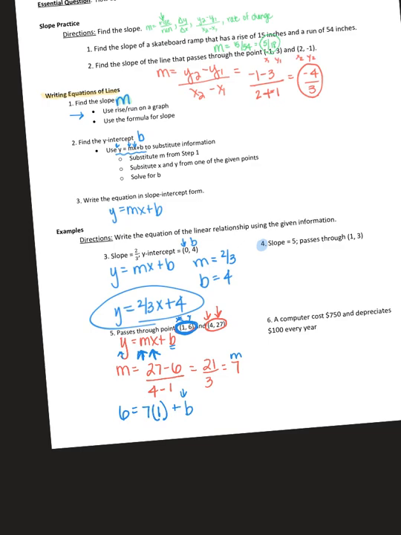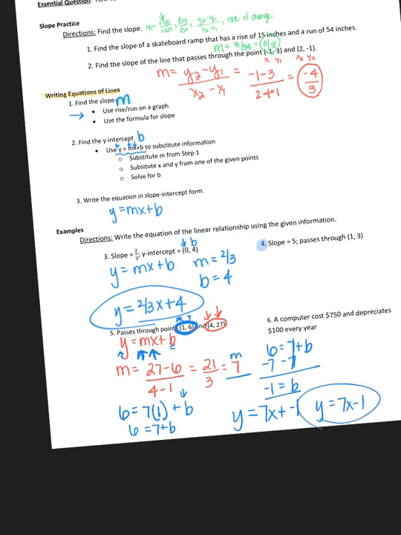Now we're trying to solve for this b. So 7 times 1 is 7, and that's equal to 6 plus b, and then we need to subtract 7 from both sides. So I'm going to rewrite this: 6 equals 7 plus b. Subtract 7 from both sides, 6 minus 7 is -1, and b is equal to -1. Now we substitute in -1 for b and 7 for m, and our equation is y equals 7x plus b, which was -1. And we should really simplify that plus -1 to just a -1.